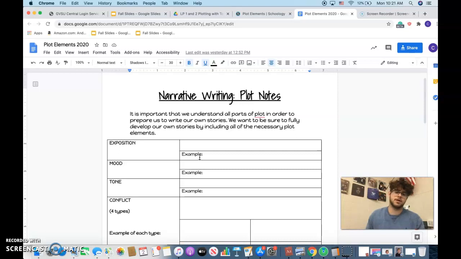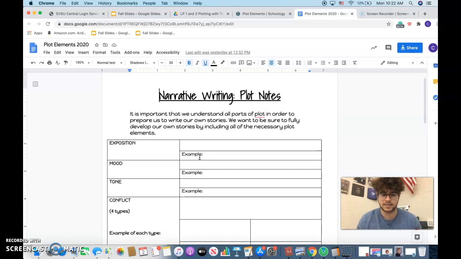It is important that we understand all parts of plot in order to prepare us to write our own stories. We want to be sure to fully develop our own stories by including all the necessary plot elements. So today, you're going to identify and understand plot elements. You're going to take thoughtful notes on the anchor text to promote understanding, learn terms, and provide evidence for plot elements. In class today, we are actually watching The Lion King, and we'll be watching it tomorrow.